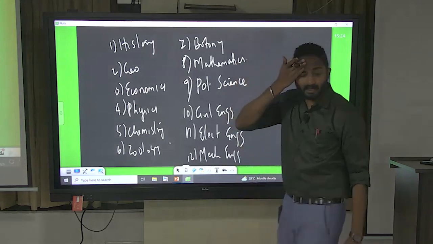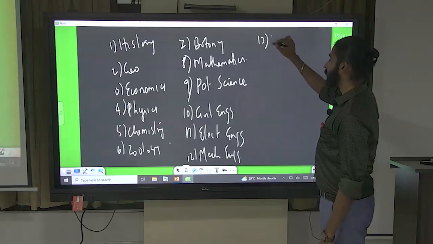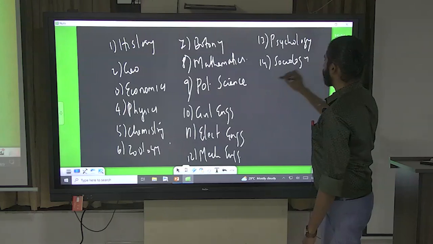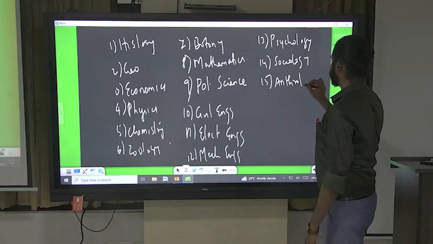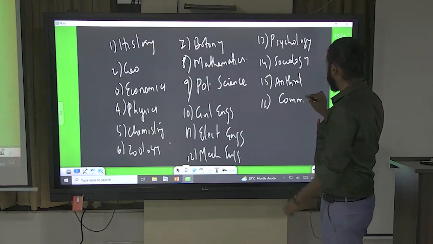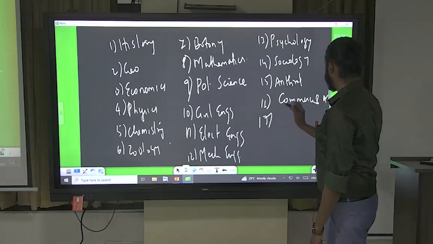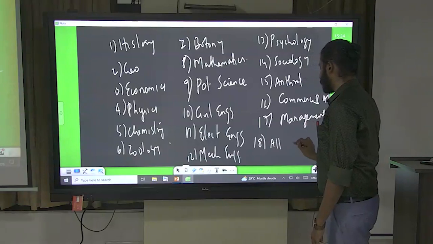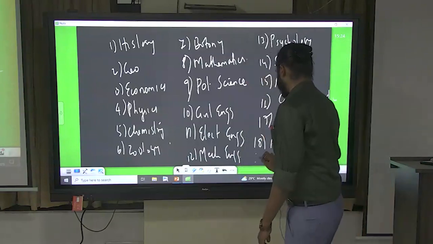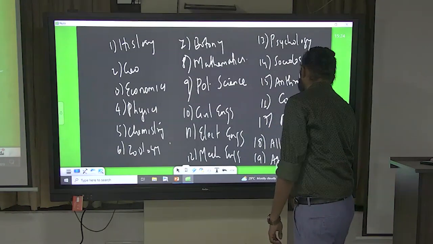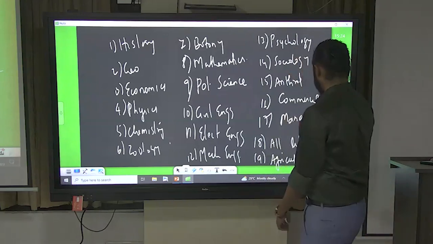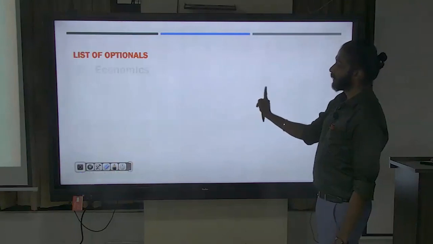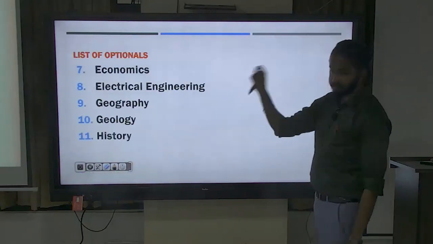Then in the graduation subjects: political science, psychology, sociology, anthropology, then commerce and accountancy, management. All literature subjects are considered as one optional. Agriculture is one optional. Another is animal husbandry and veterinary science, anthropology, botany, chemistry, civil engineering, commerce and accountancy, then economics, electrical engineering, geography, geology. This is another optional, geology.